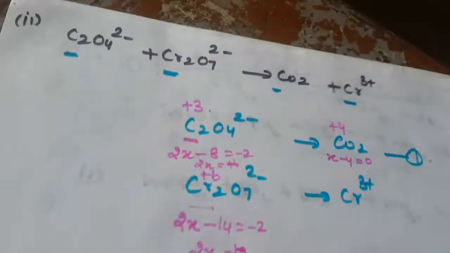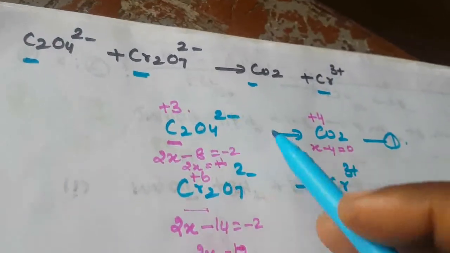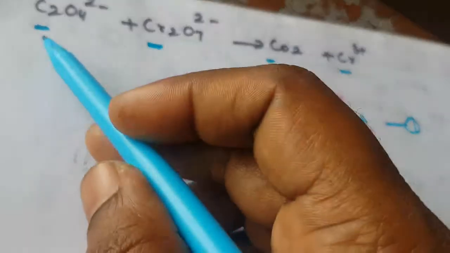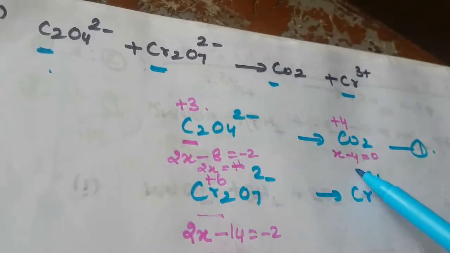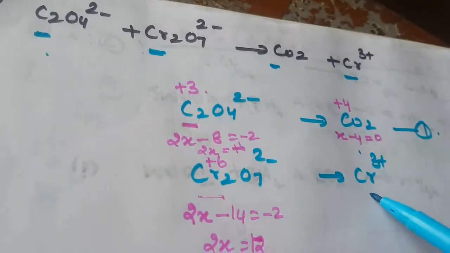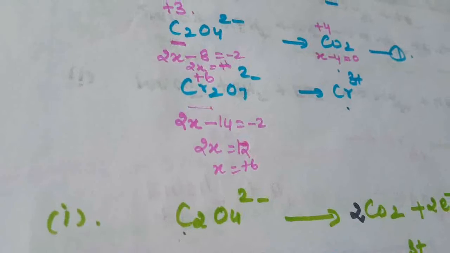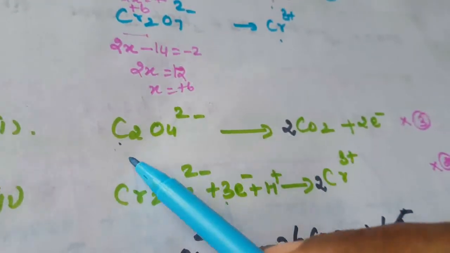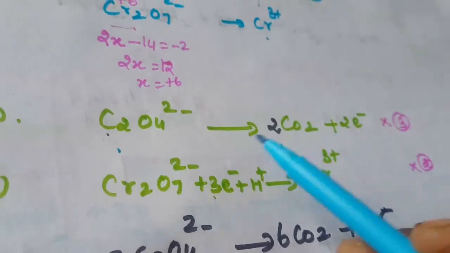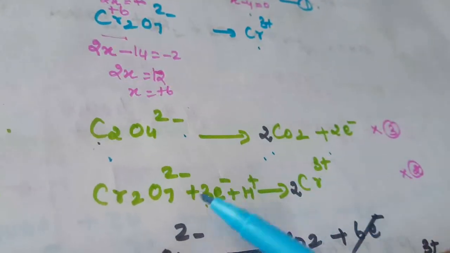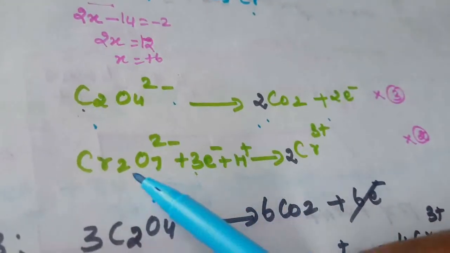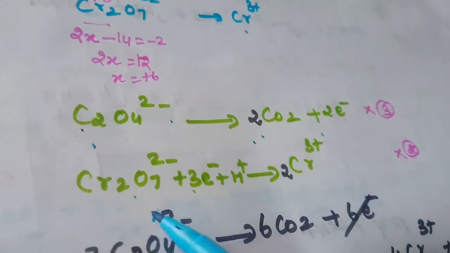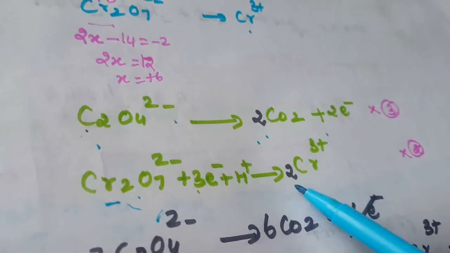Once again, first you are writing this equation divided into two half equations: C2O4 2 minus to CO2 is one equation, Cr2O7 2 minus to Cr3 plus is another equation. So for C2O4 2 minus to CO2, here 2 carbon is there, so I am writing 2. How many electrons will be released? That is 2 electrons. Then Cr2O7, how many electrons are gained? That is 3 electrons, and here also 2 Cr, so I am writing 2 Cr.